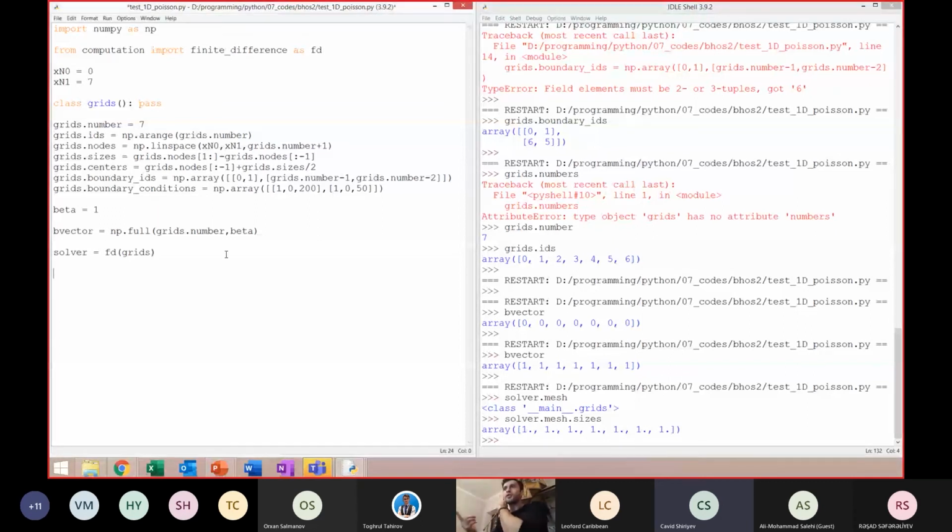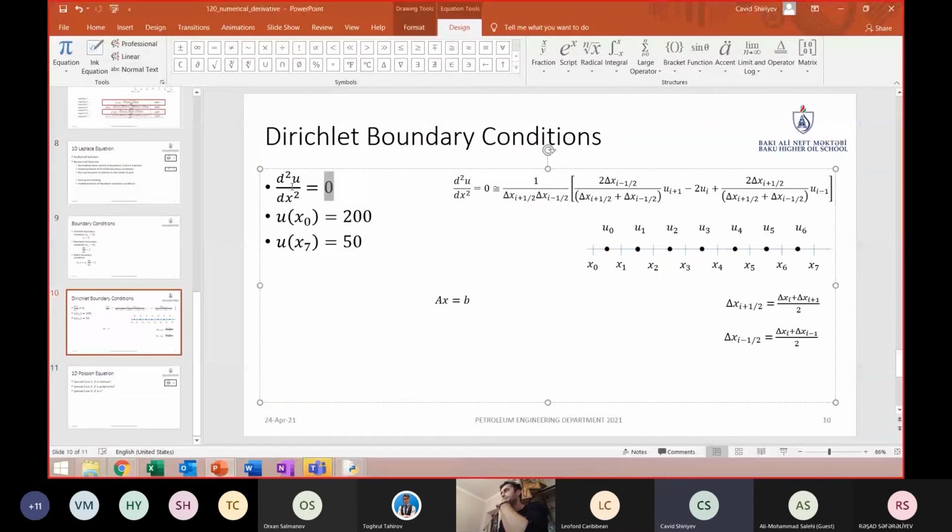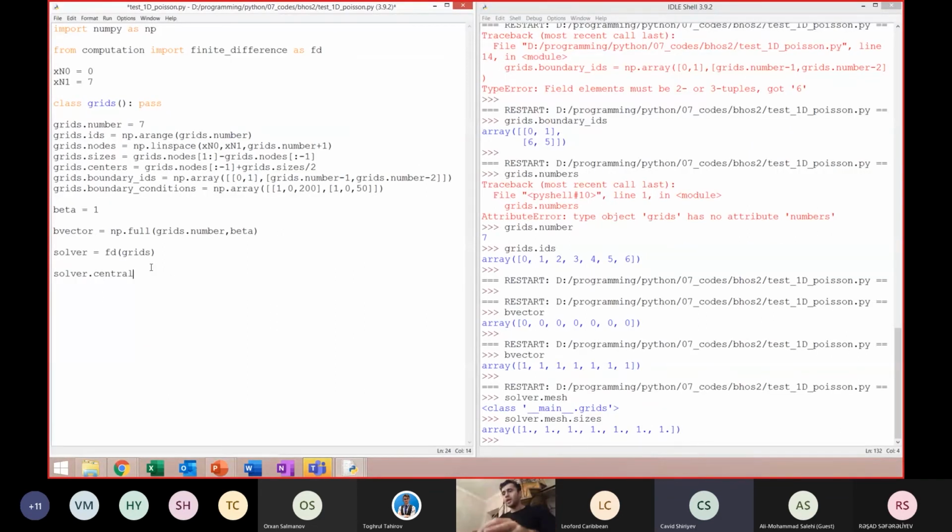Now, the first thing I need to generate is the A matrix. For that, I'm going to use the central difference, finite difference. So it's going to be central, and the order of my differential equation is 2. This is a second order differential equation, so that's why I'm specifying the order to be equal to 2. Now, if I run this one and check the solver, I should have a new property, which is the A matrix.